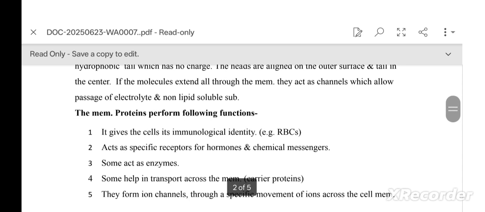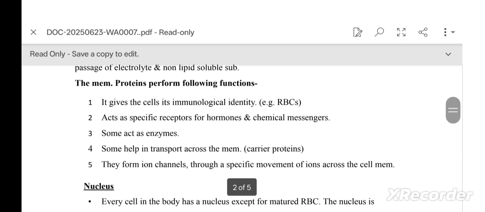Now the membrane proteins perform the following functions. First, they give a cell its immunological identity, for example RBC. Some act as specific receptors for hormones and chemical messengers. Some act as enzymes. Some help in transport across the membrane; these are called carrier proteins. They form an ion channel for specific movement of ions across the cell membrane.